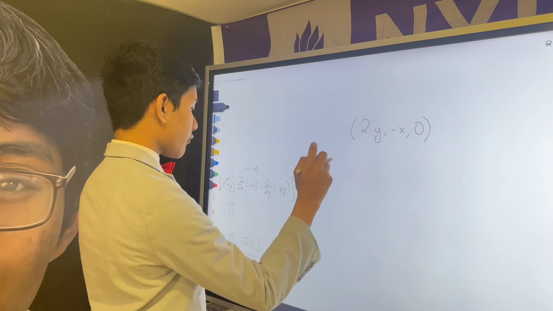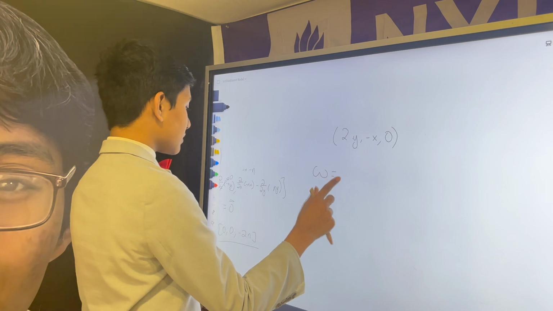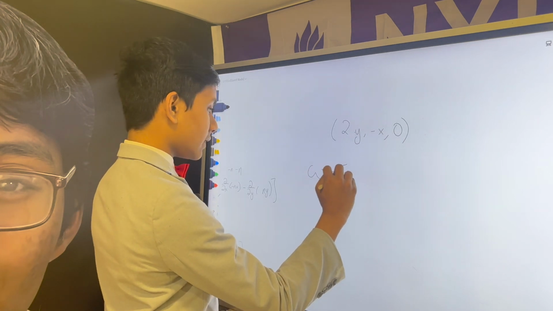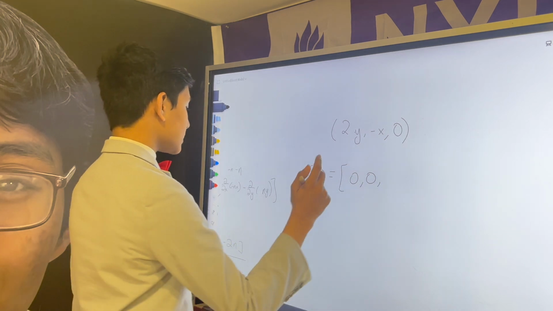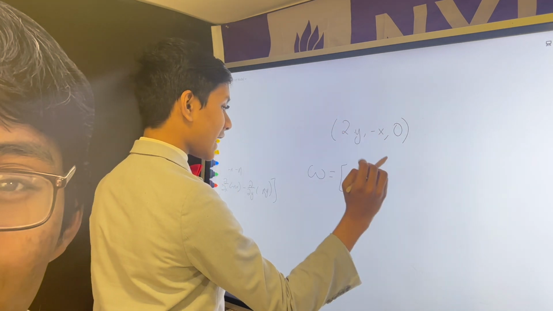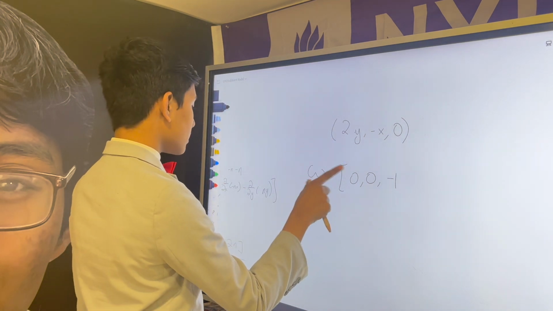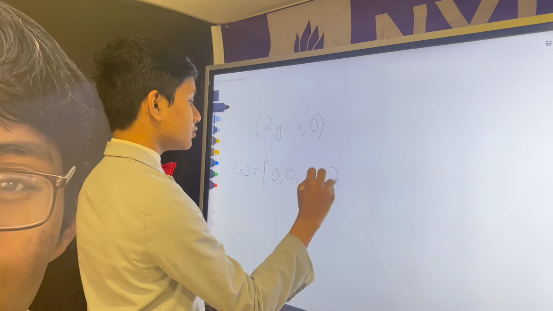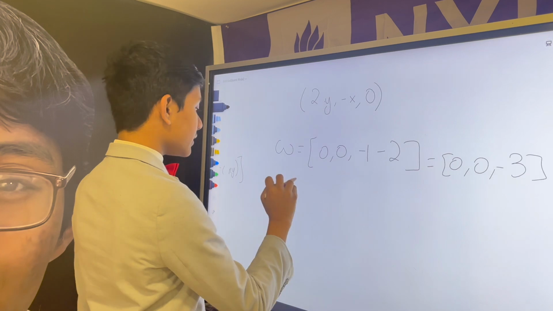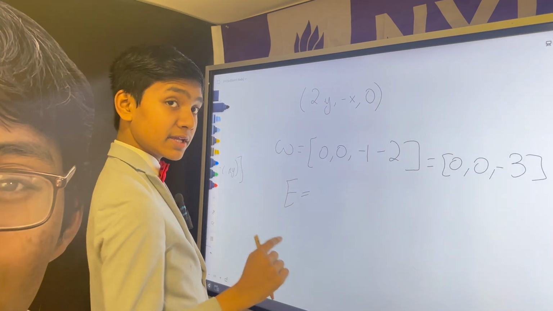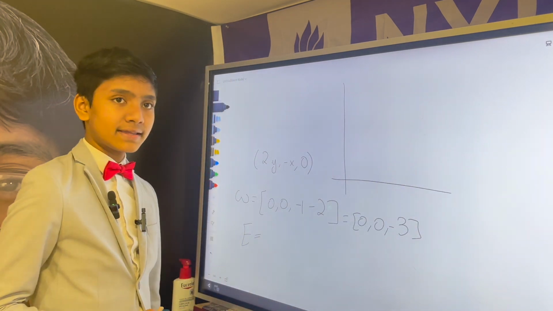Now, of course, the vorticity is just going to be equal to, once again, the zero vector except for the z coordinate, which is just going to be partial x of minus x, which is minus 1, minus partial y of 2y, which is minus 2. Now we can find the distortion matrix. Now let's make a quick sketch to see what we're looking at here.